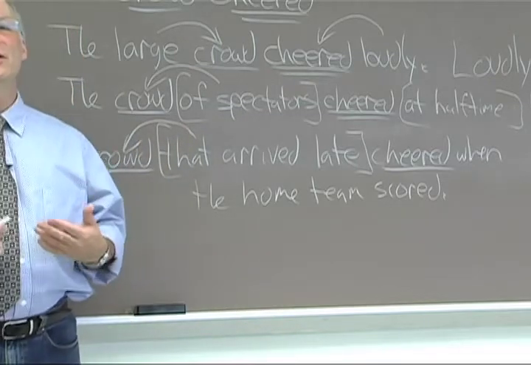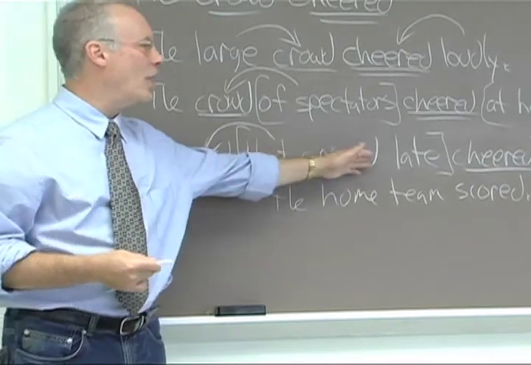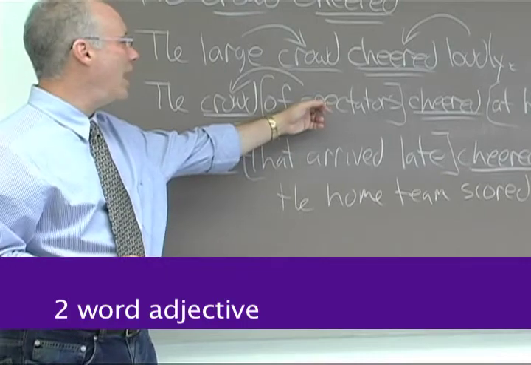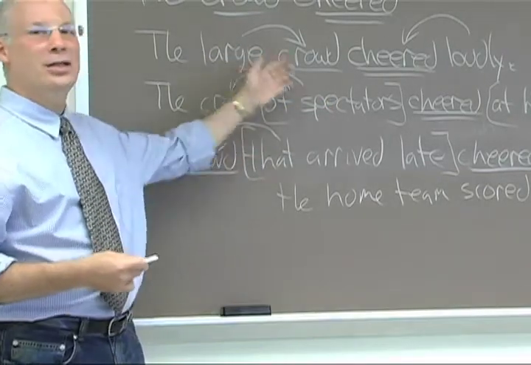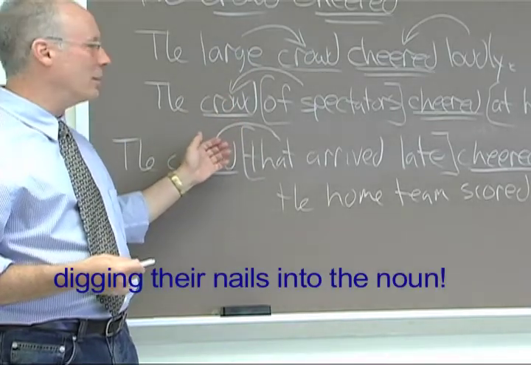This is an adjective clause because it's describing the word crowd. Like all adjectives, it's sticking to the noun that it's talking about. That arrived late is a three-word adjective. This is a two-word adjective. This is a one-word adjective. They're all digging their nails into the noun that they're talking about. In this case, the noun that's the subject of the sentence.